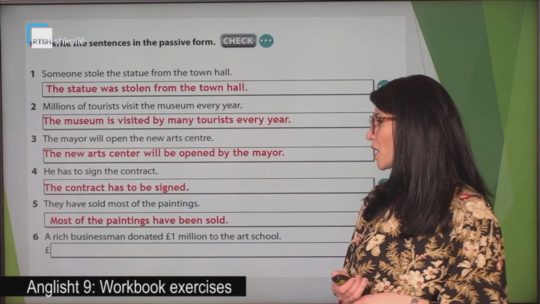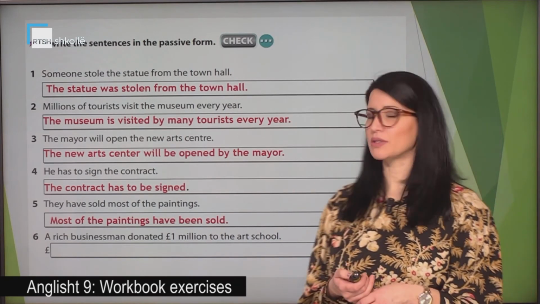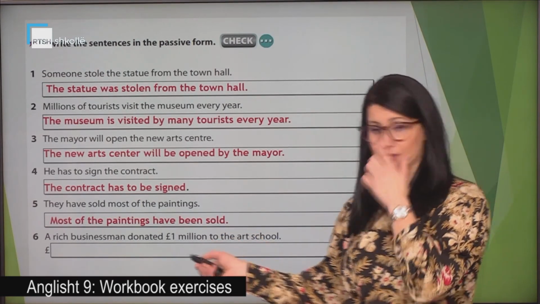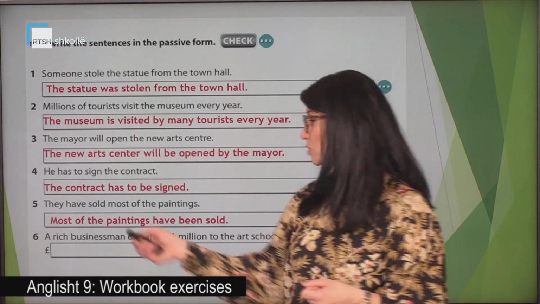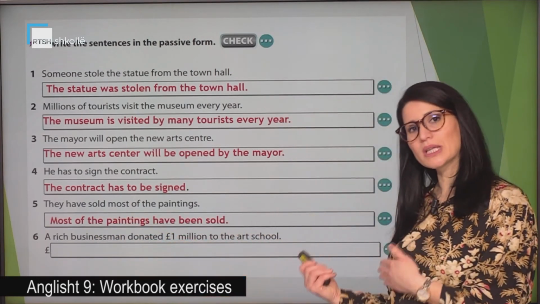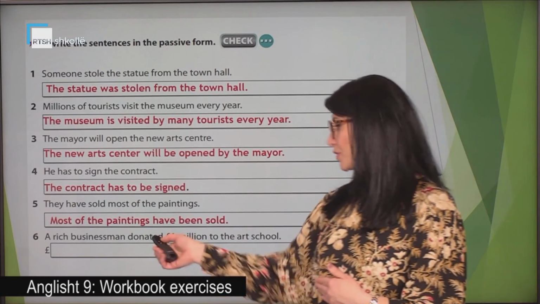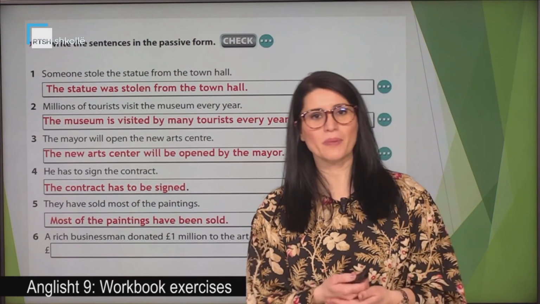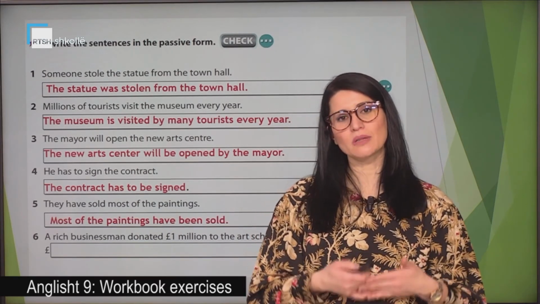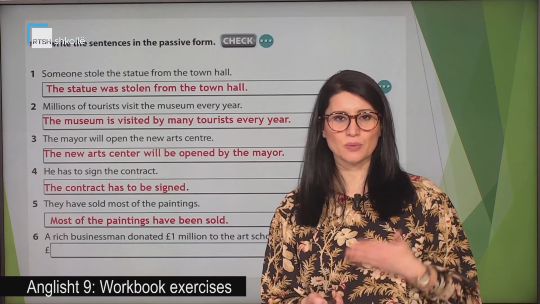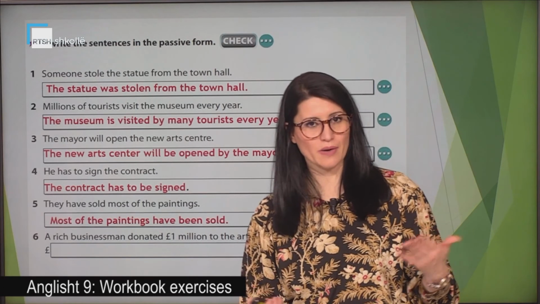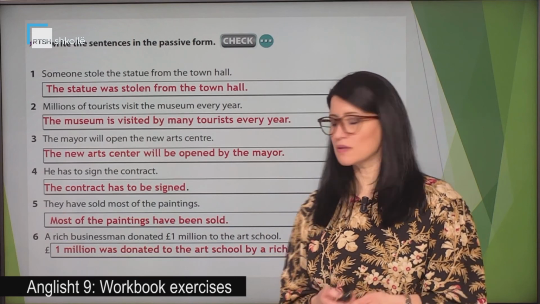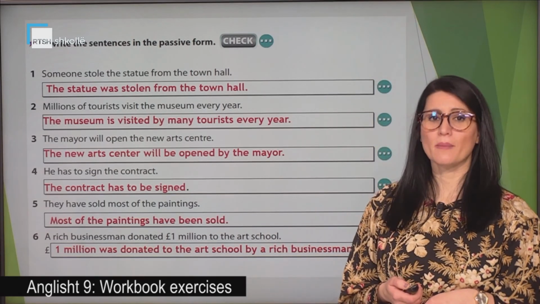The last sentence. A rich businessman donated $1 million to the school. So we need the object to be the subject in the passive, and a rich businessman is going to be the adjunct in the passive sentence. The verb is donated, so we have verb plus ed. We know the verb plus ed is the verb in the past simple, so we need our verb to be in the past simple as well in the passive. The verb to be is was or were in the past, right? So the correct sentence would be, $1 million was donated to the art gallery by a rich businessman.